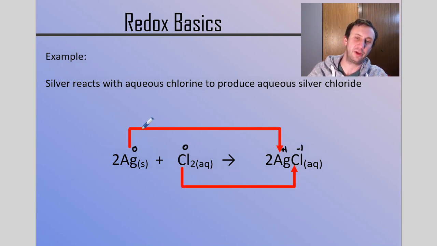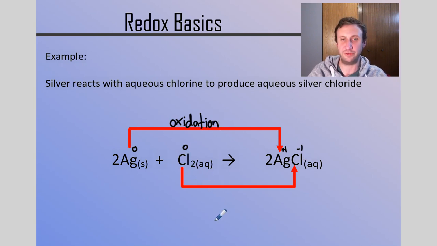So when I take a look at what process happened, silver went from 0 to positive 1. It became more positive, so this is oxidation. More positive, oxidation. When I look at chlorine, it went from 0 to having a charge of negative 1. So it reduced. It's reduction. More negative, reduction.